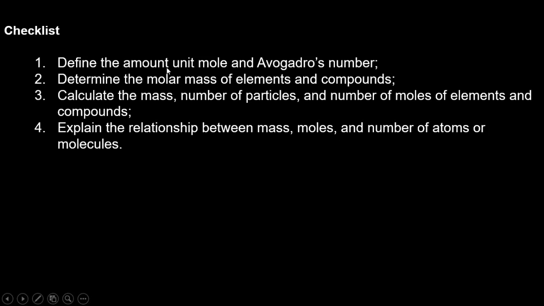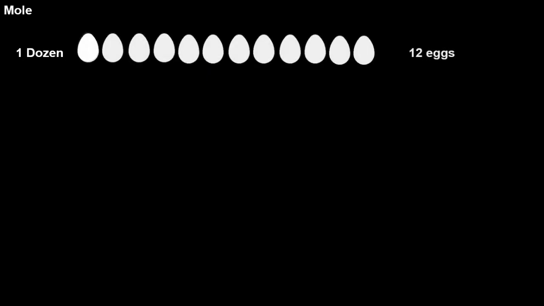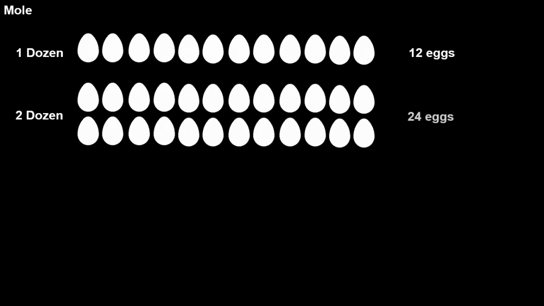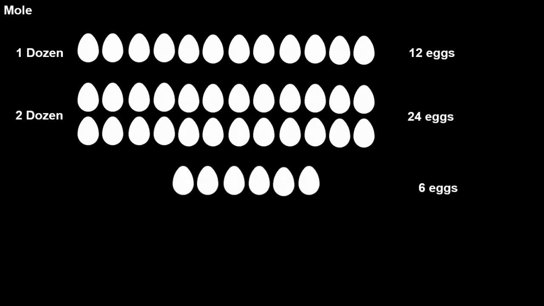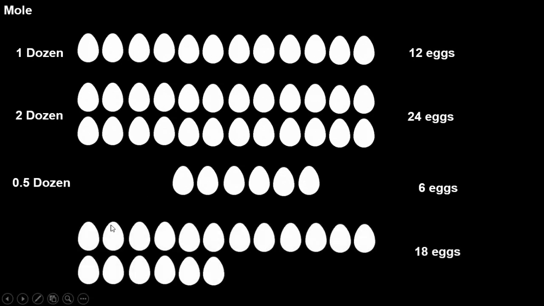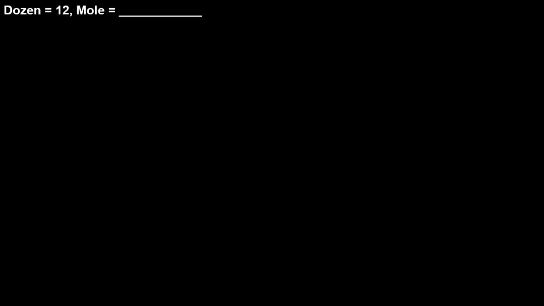Let's start by defining a mole. So a mole is just like a dozen. 1 dozen, let's say 1 dozen of eggs, is equal to 12 eggs. So what if I have 2 dozen of eggs? How many eggs do I have? That's equal to 24 eggs. What if I just have 6 eggs? Of course, that's half a dozen or 0.5 dozen. What if I have 18 eggs? That's 1.5 dozen.